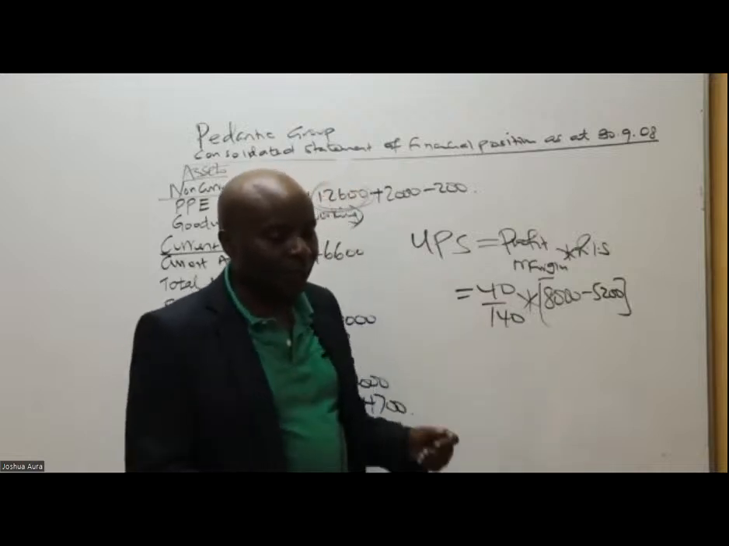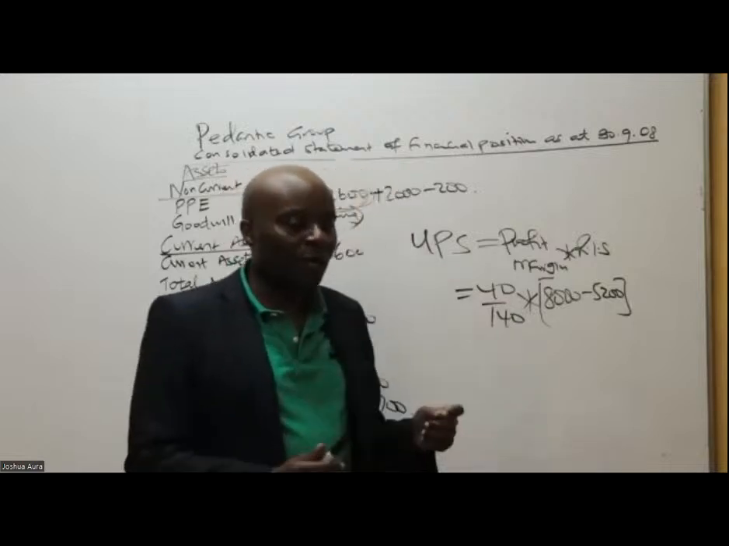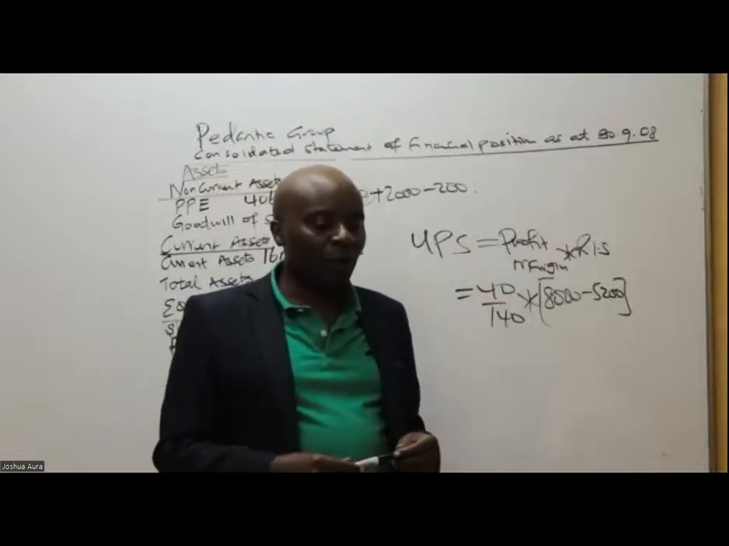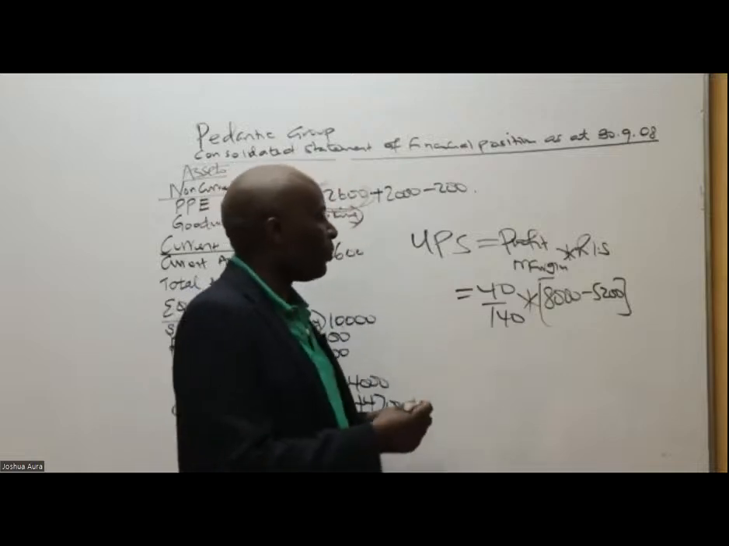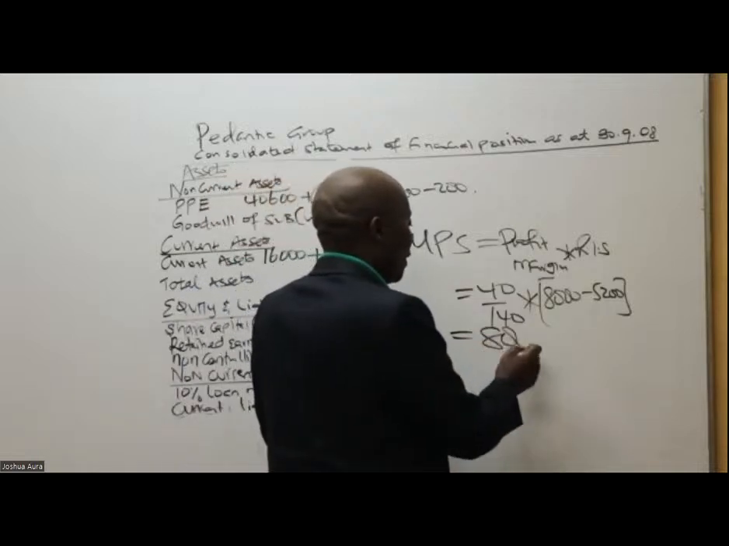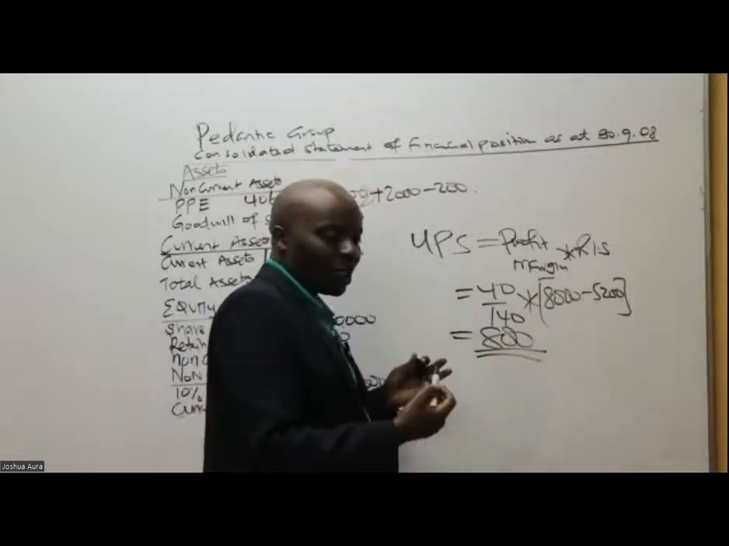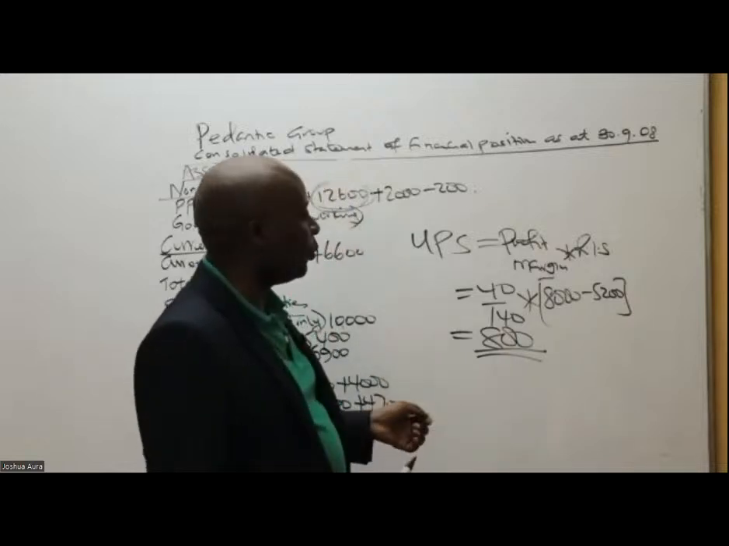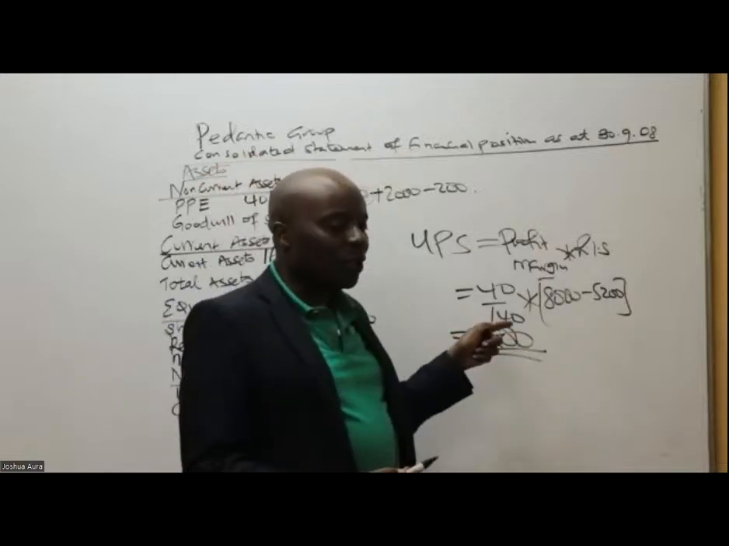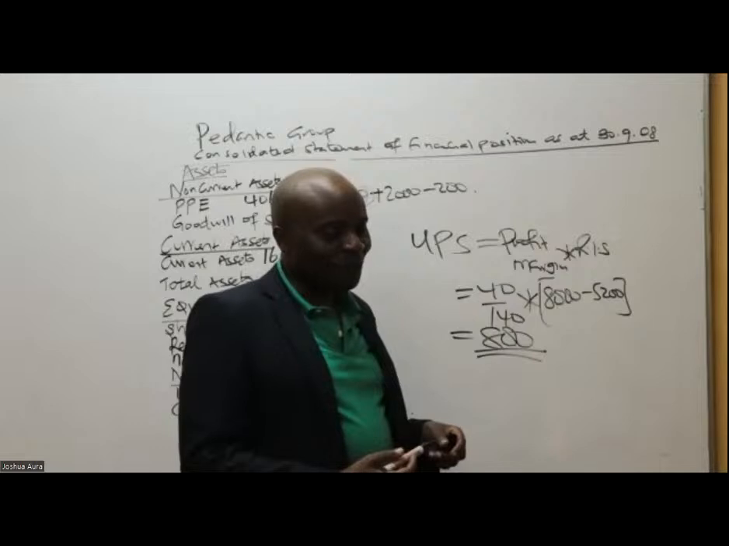Is there anybody who is able to give me the UPS tonight? So Nimrod tells me it is 800. UPS you don't time apportion. You'll get some students telling me, Mwalimu, times 6 over 12. That is your depreciation.